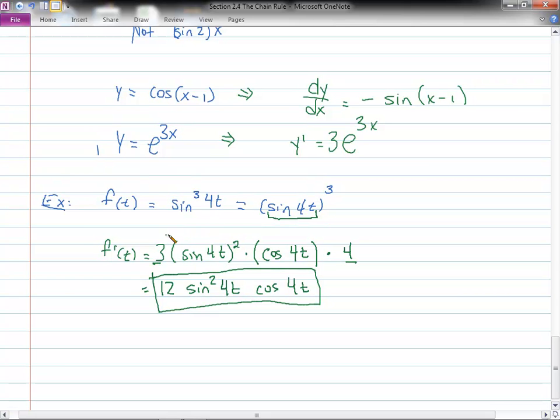Okay, so where did everything come from? This right here is the outer function taking its derivative, right? So 3 sine of 4t quantity squared. The next piece right here, the next whole piece comes from the derivative of sine of 4t with the 4t inside. You have cosine of 4t times the derivative of the 4t part. Okay, so just here's some notation about where everything is coming from.